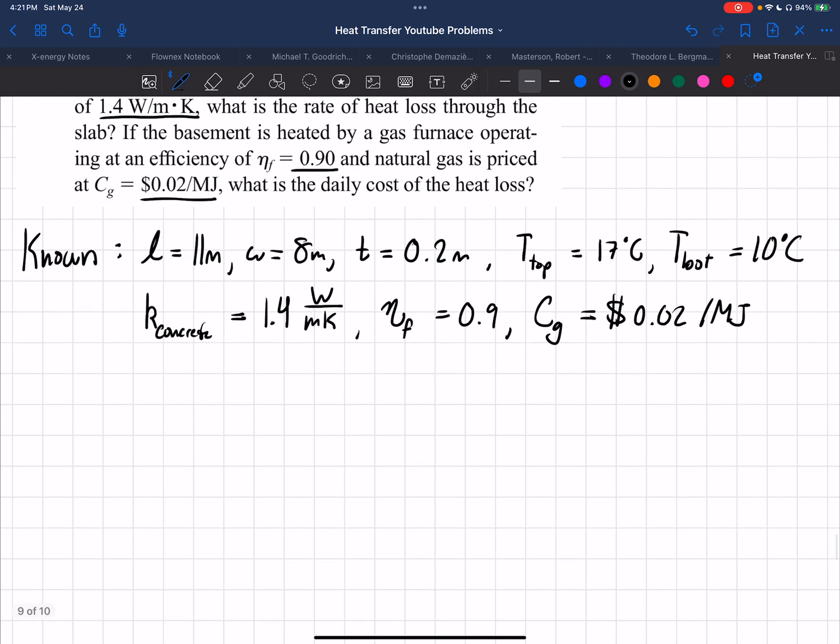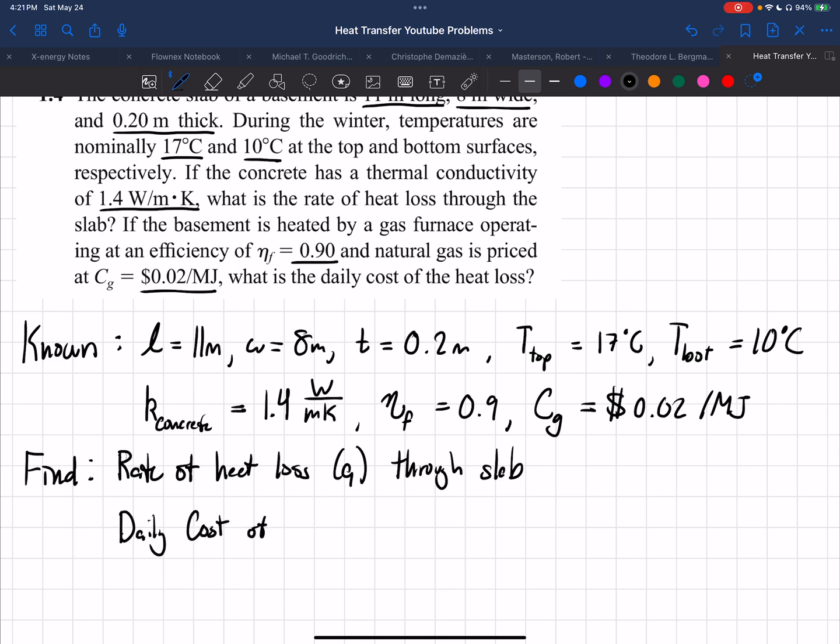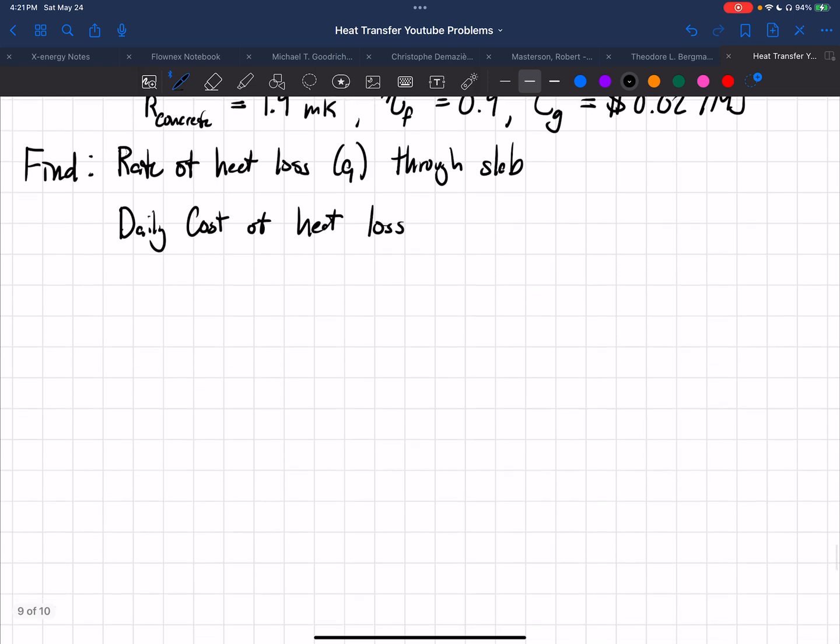We need to find, it looks like, two things. Number one, the rate of heat loss, or Q, through the slab. And the ultimate goal is to find the daily cost of the heat loss. We're just going to break it up into two parts. You could arguably just write the daily cost of the heat loss.